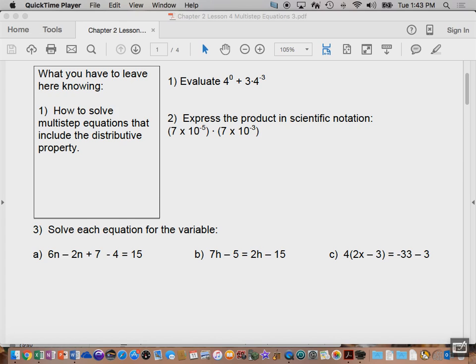Okay, so, quick one to do here. What's anything to the 0 power? 1. Plus, now this is a little tricky, 3 times a negative exponent. Same operation. The exponent of negative 3 only refers to the 4. It doesn't involve the 3. So that's 1 over 4 to the 3rd. Now, that's 1 plus 3 times 1 over 4 to the 3rd power, which is 64. 4 times 4 is 16, times another 4 is 64. And what's 1 plus 3? So I get 4 and 1/64.